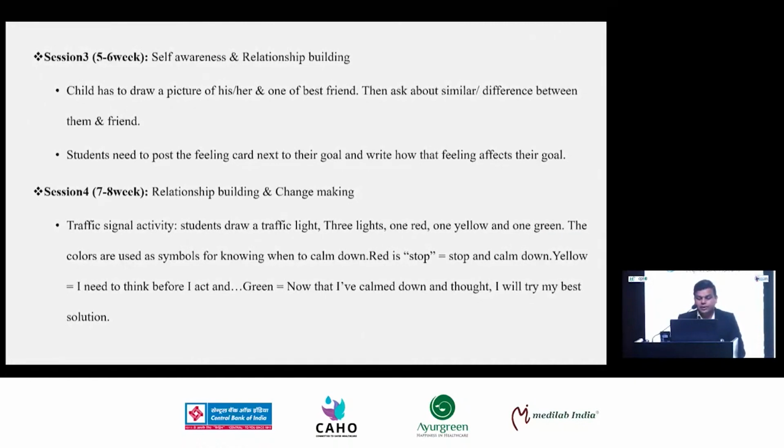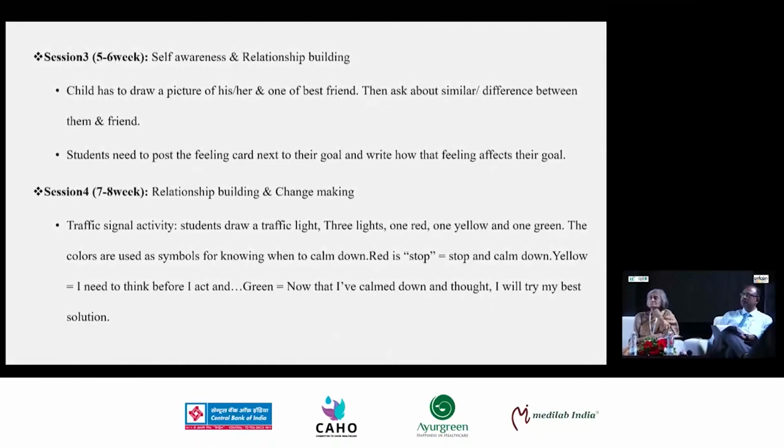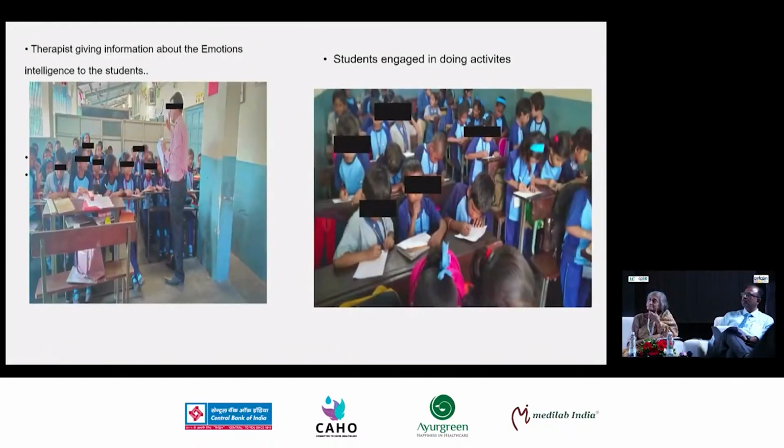Session 4, weeks 7 to 8: a traffic signal activity was included, which comprises 3 colors. Red color means stop, yellow color means I need to think before I act, and green color means now that I have calmed down and thought, I will try my best. These are the activities which were conducted during the study.